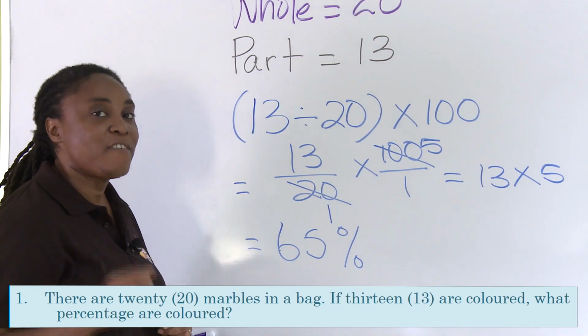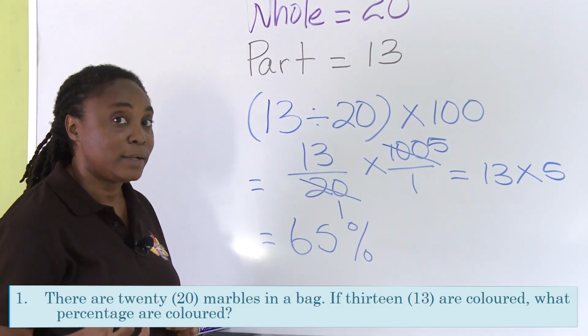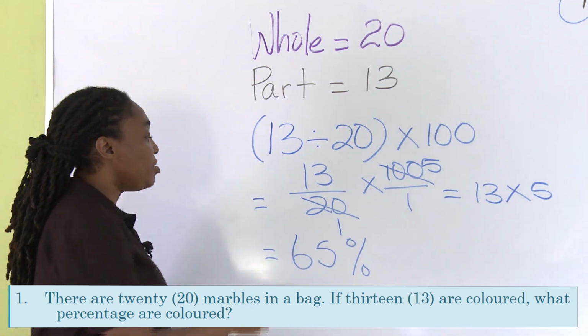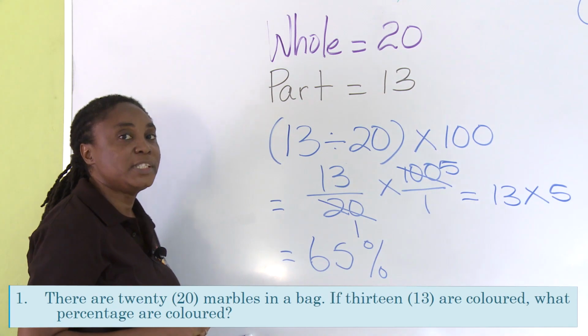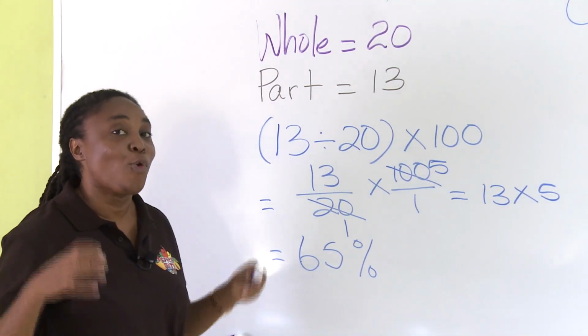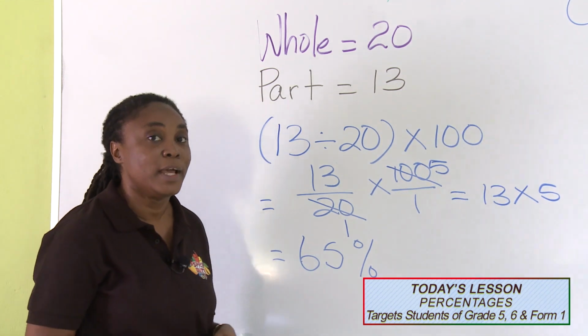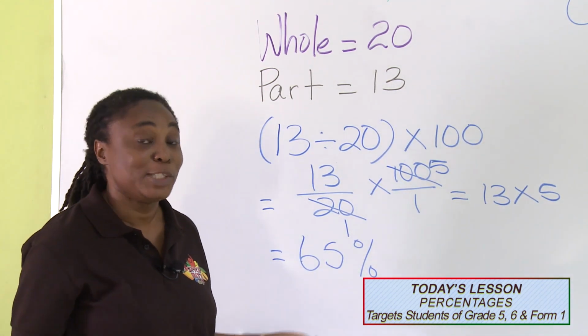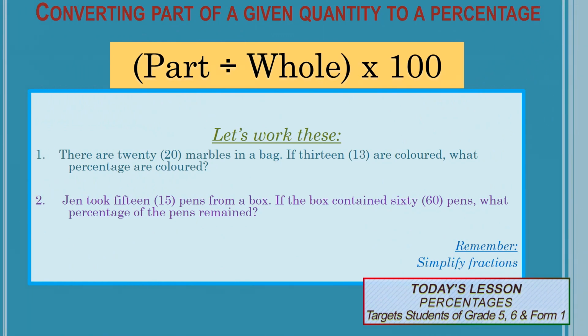So 65% of the 20 marbles in the bag are colored. And we already know that this 65% will be equivalent to our part, which is 13. So if you were to go into that bag of marbles, 65% will be colored and the remainder might just be plain. Try the second question now.